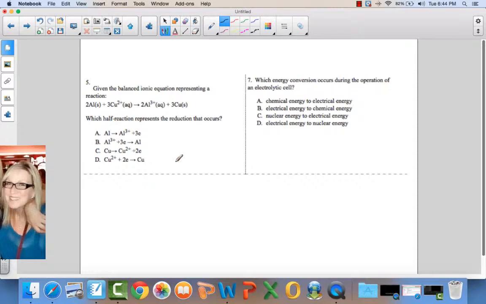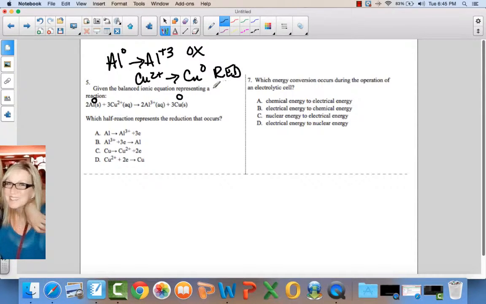Given the balanced ionic equation, which half reaction represents the reduction occurring? So Al is by itself, it's 0. That's got a charge. This has got a charge. Cu is by itself, it's 0. So I got Al going from 0 to Al +3. So this is going to be oxidation, because when I lose, I become more positive. And I got Cu2+ going to Cu0. This is gain of electrons, because when I gain, I become more negative. So this is reduction. So I know I need the Cu one.